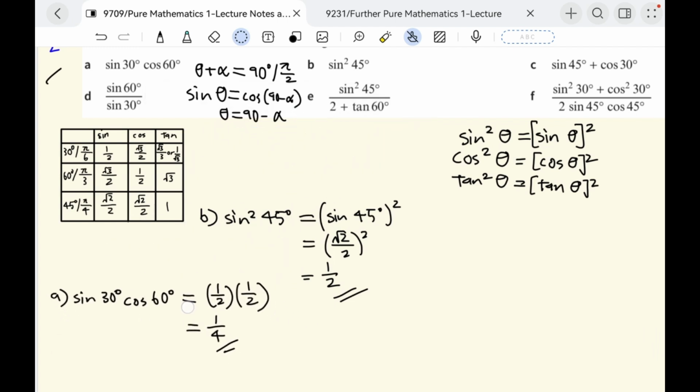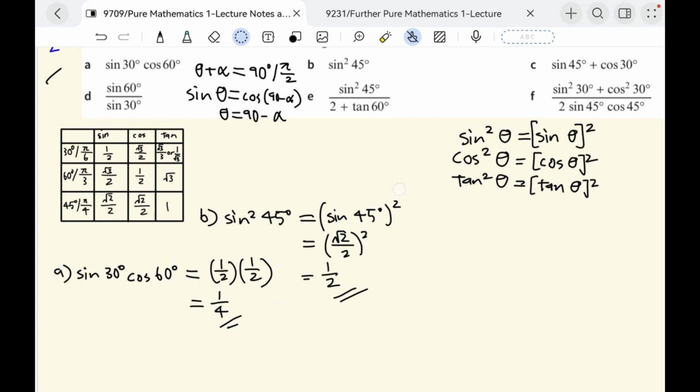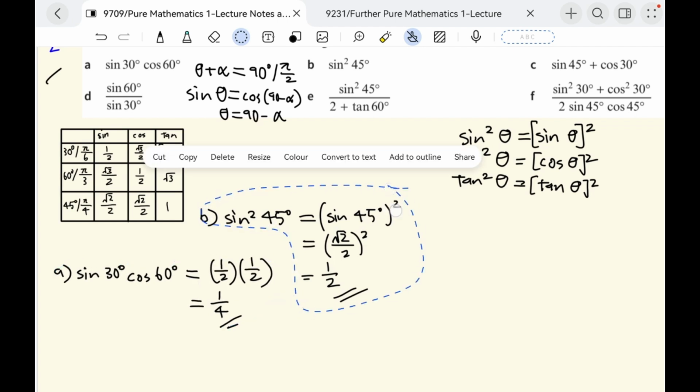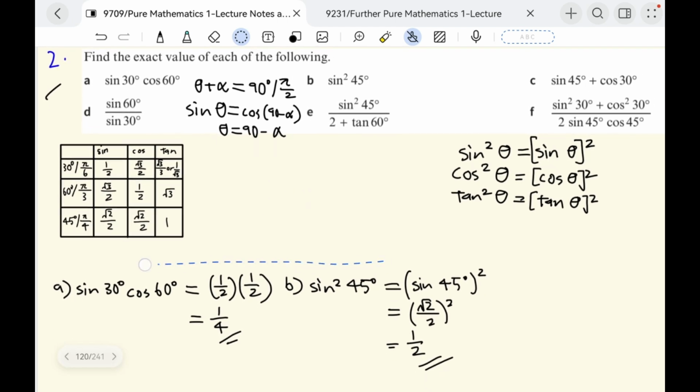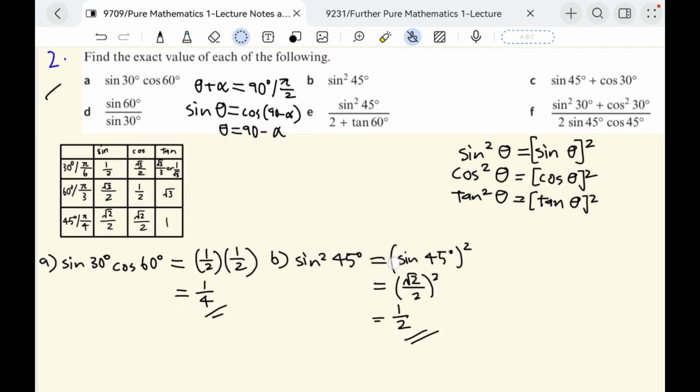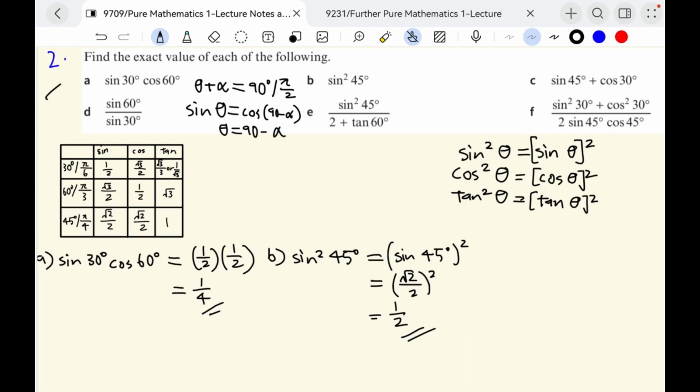So sometimes the actual external exam questions require you to leave your answer in the exact value form. Okay? But it is mandatory for you to perform these workings. Sometimes it is mandatory for you to perform this step. But in the middle of the process, you don't have to show this, because this might make you confused.